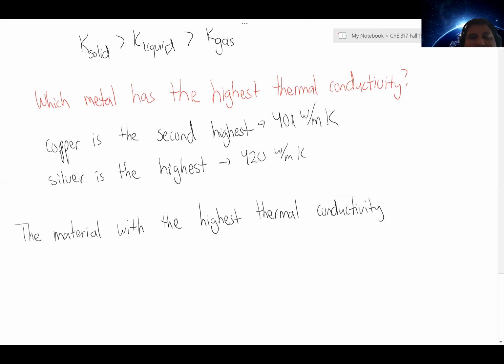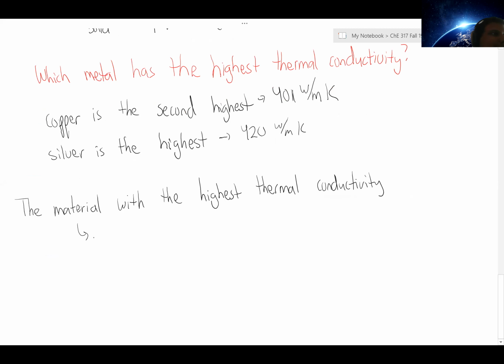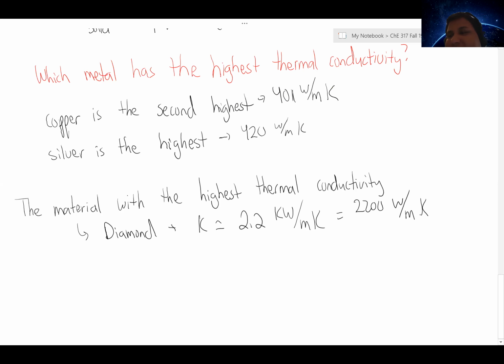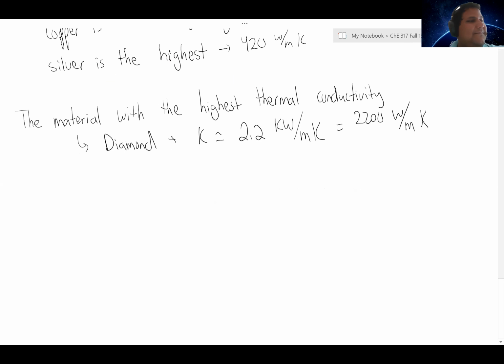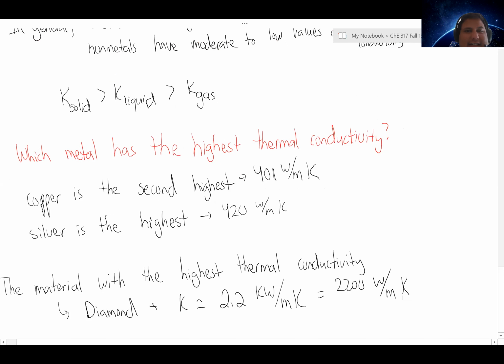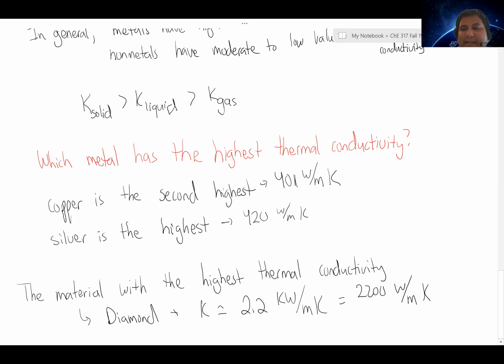Which you may or may not be able to guess. But surprisingly, it is diamond, whose thermal conductivity is approximately 2.2 kilowatts per meter Kelvin, or 2200 watts per meter Kelvin. Though, as you can imagine, as expensive as gold is, diamond's quite a bit higher. And so, unless you really want to go for broke, you're not going to be using diamond in a whole lot of applications. But fun thoughts and consideration when it comes to thermal conductivity as it applies to heat transfer, as well as the other considerations when it comes to material selection.